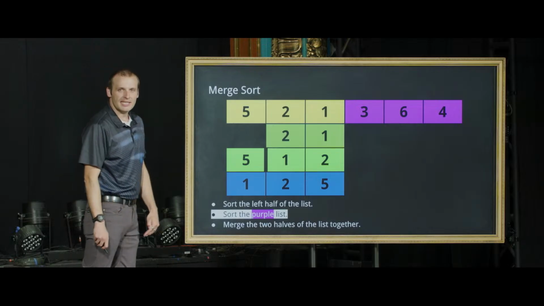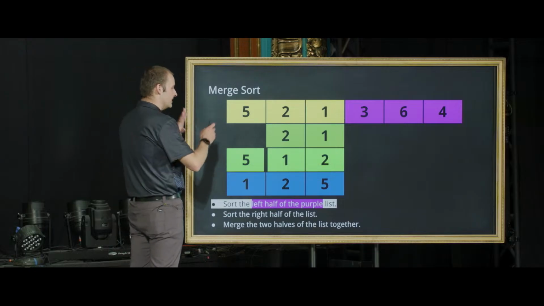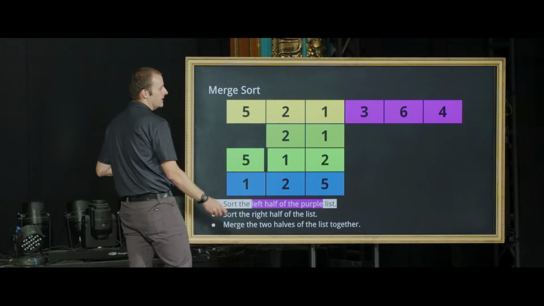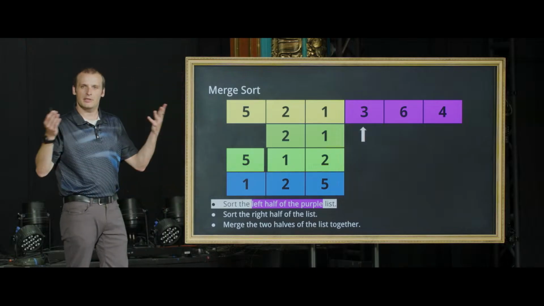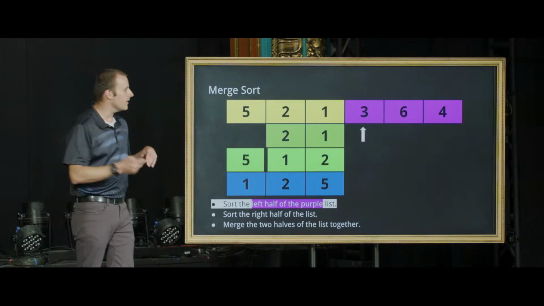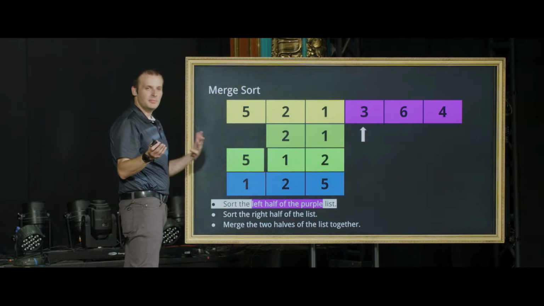We don't know how to sort a list of size 3, so we're going to go back to the beginning and start again, and we're going to sort the left half of the purple list. The left half of the purple list, again, we're deciding if we have an uneven, an odd number of elements, we're going to pick that the left side gets the smaller piece.